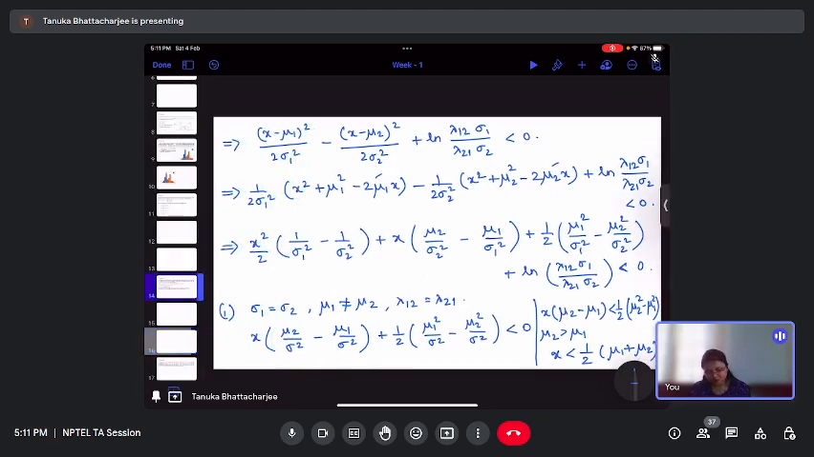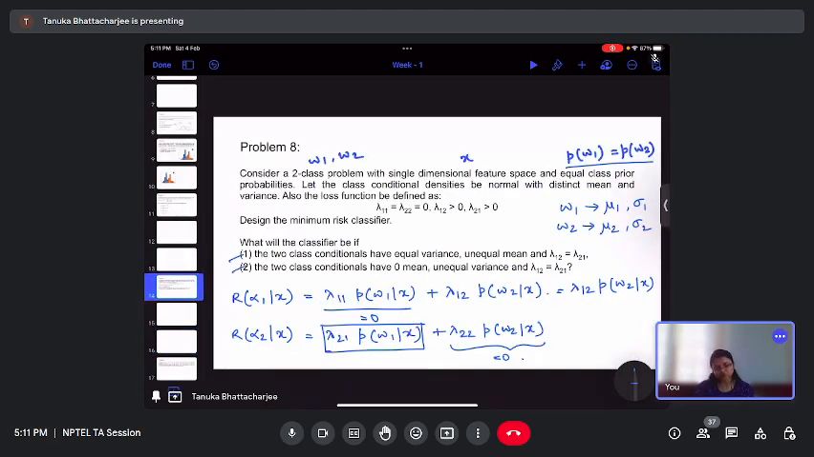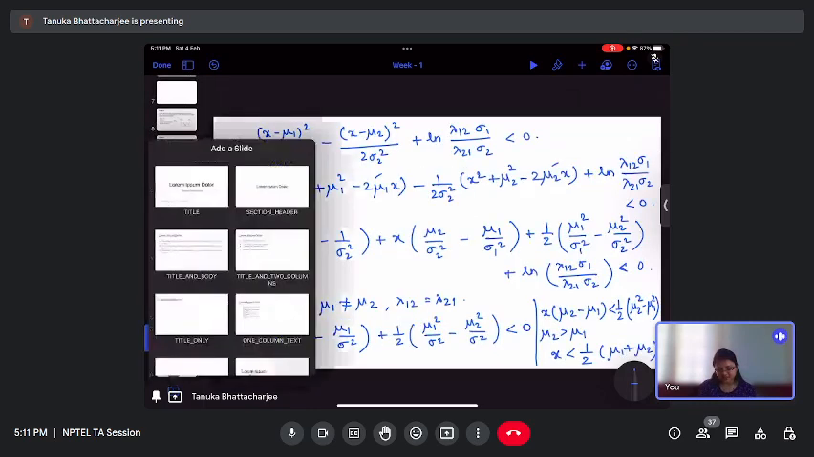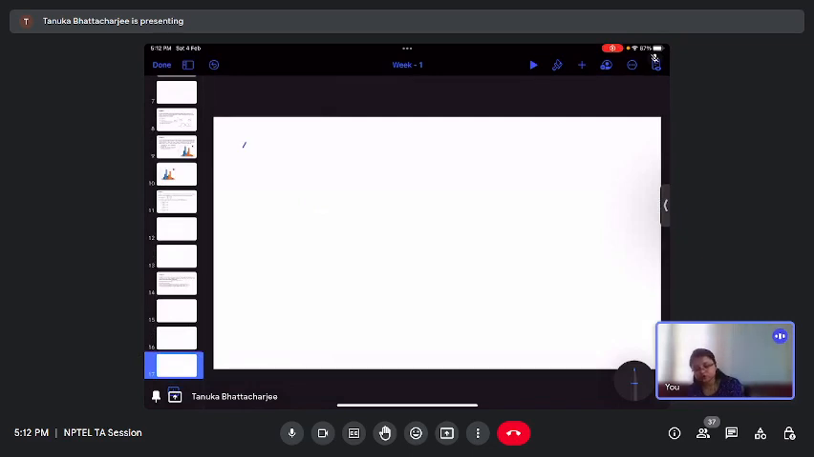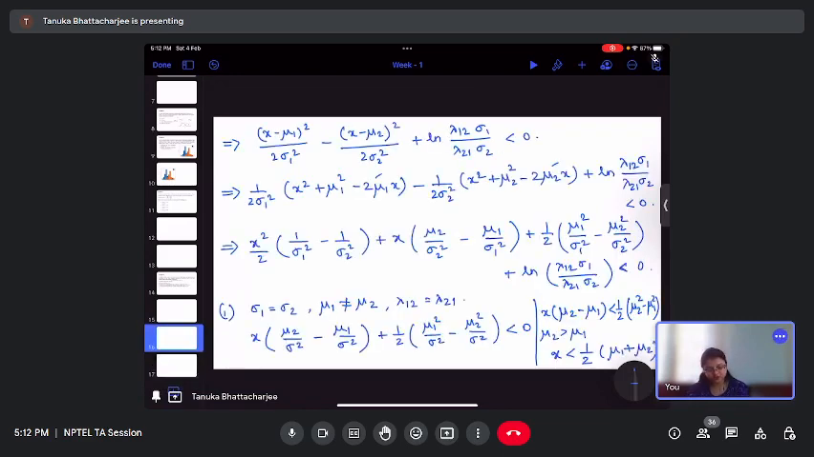Now, another option that we had, option 2, was that the two class conditional densities have 0 mean, unequal variance, and lambda 1 equal to lambda 2. If that is the case, both mu 1 and mu 2 are 0, sigma 1 and sigma 2 are different, and lambda 12 equals lambda 21. So, take the expression which was the final expression for the classifier.